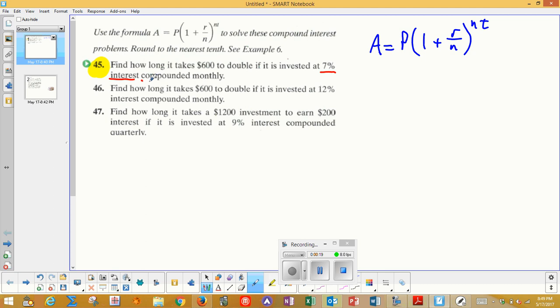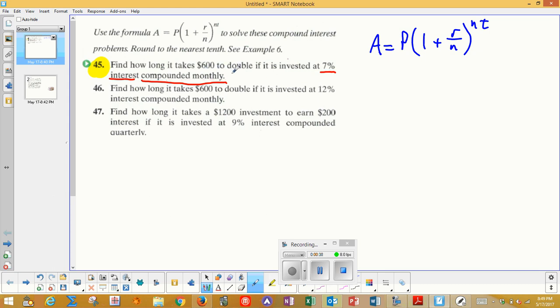And compounded monthly means the 7% is per year, but it means every month they give you a twelfth of that. So it means you get interest every month, and then of course after that you have more money in the bank, so you make more money because you have more money in the bank. So you're getting interest on your interest. So here's how we solve this problem.